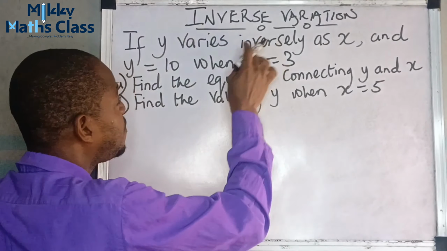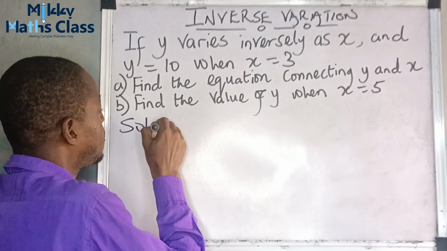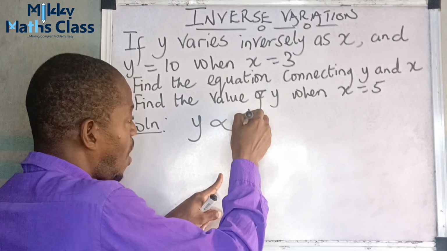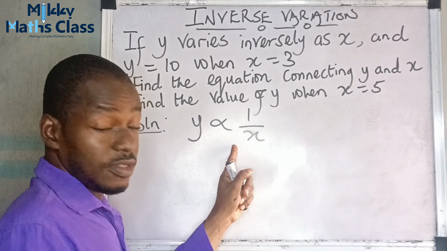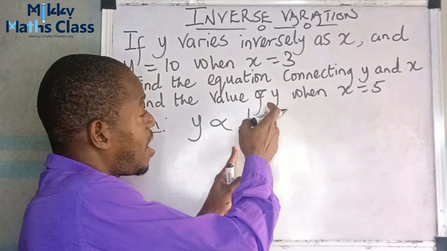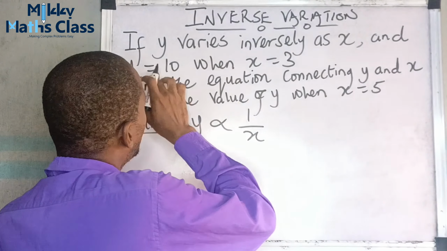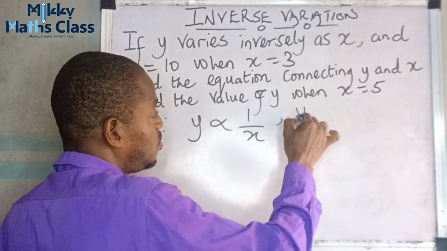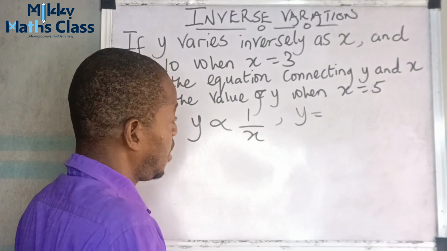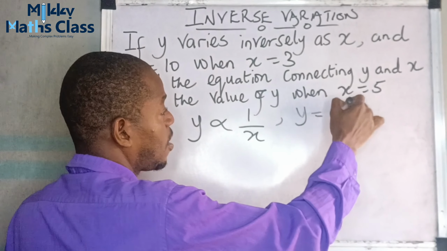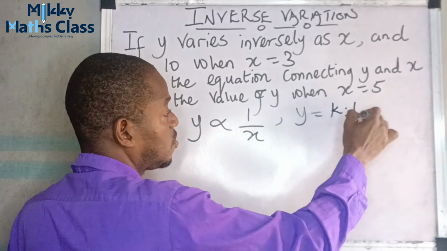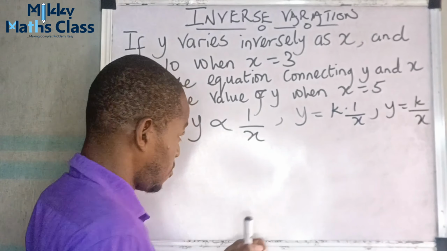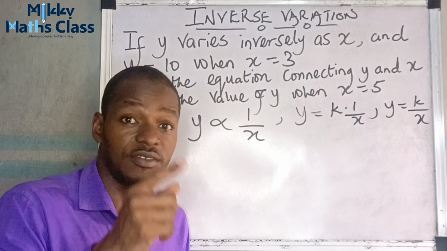So we are told that y varies inversely. So solution: y varies inversely, so for the inverse, you put 1 over x. This is how to represent inverse variation: y is proportional to 1 over x. And it says y is 10. So to remove the proportionality sign, we introduce the constant of proportionality, so y equals k times 1 over x. So here we have that y equals k over x. So this is the formula for inverse variation.